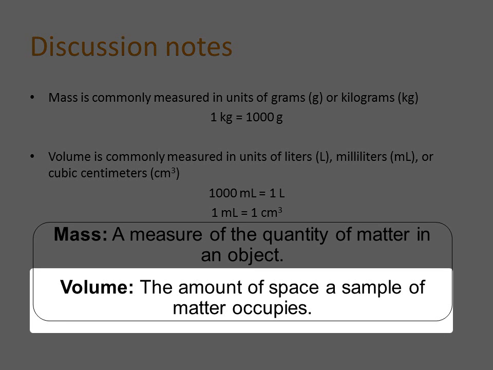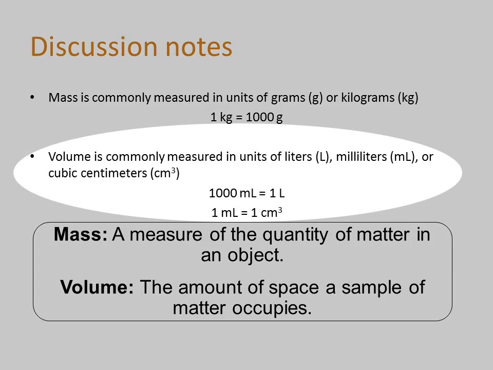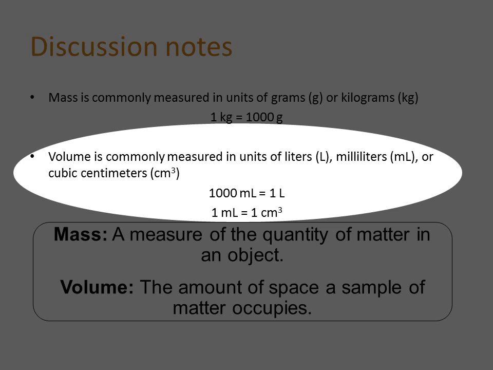Volume, on the other hand, is a measure of the amount of space occupied by something. There are several different methods for determining volume, depending on the type of substance or object being measured. In a laboratory, graduated cylinders are used to measure the volume of liquids. The markings on the side are in milliliters. The prefix milli means 1,000, and there are 1,000 milliliters in 1 liter.